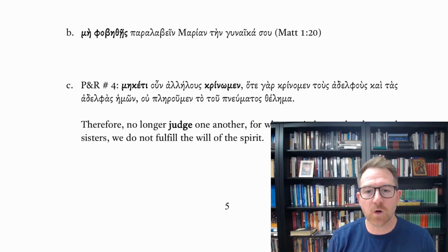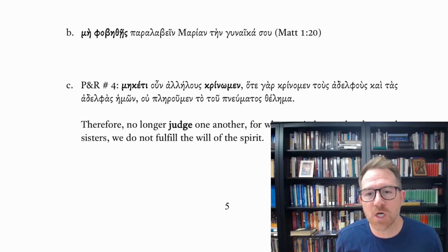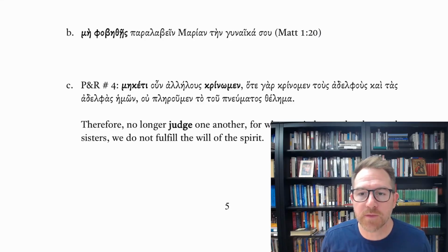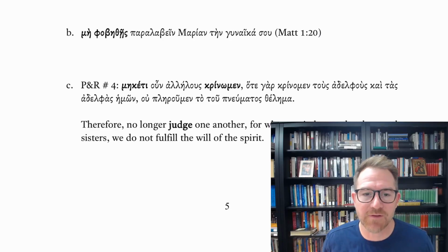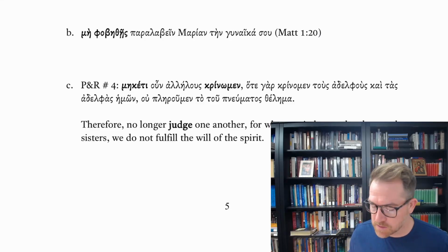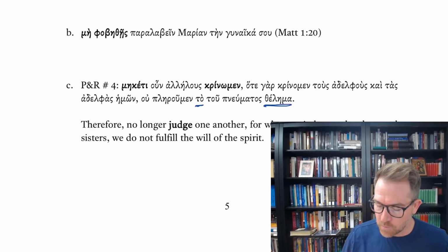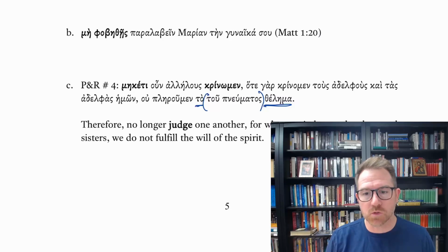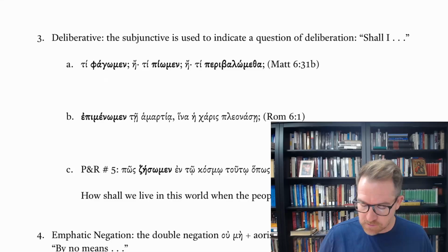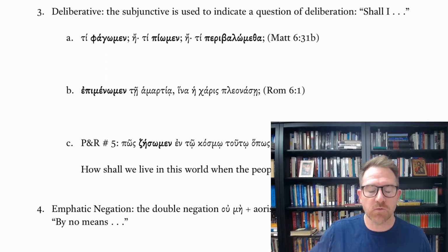Why? For when we judge tous adelphous, the brothers and our sisters, tous adelphous kai tas adelphas hēmōn, we do not fulfill the will of the Spirit. And so this is an example where you have the neuter to thelēma, the will, and the genitive is framed by the noun that it's modifying. And you see that happening quite a bit in Greek. So I'm sort of introducing you to that now, but you're going to see that in Greek sentences, particularly New Testament Greek sentences. So we've got the hortatory subjunctive, we've got the negation subjunctive.